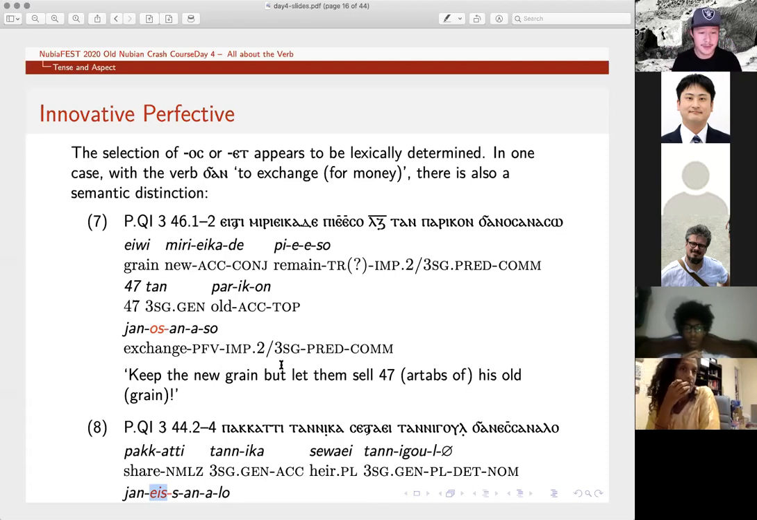So it here says keep the new grain, but let them sell 47 artops of his old grain. And here it says, please buy his share. What is it again? Buy, we have his share, and then we have his heirs bought his share, something like this.